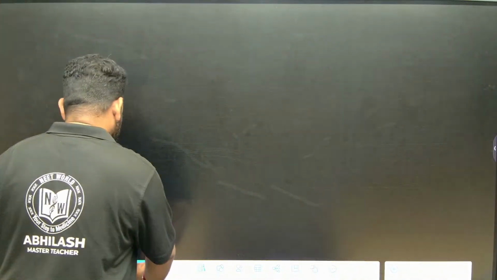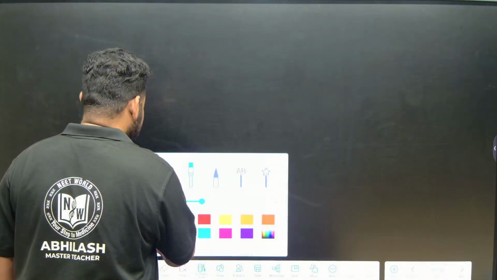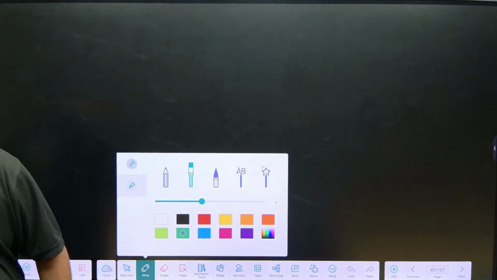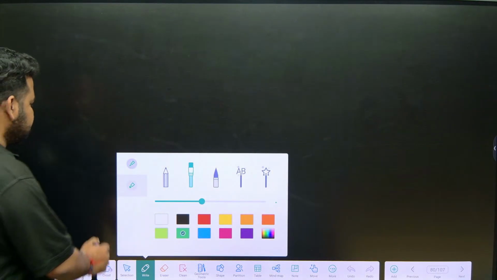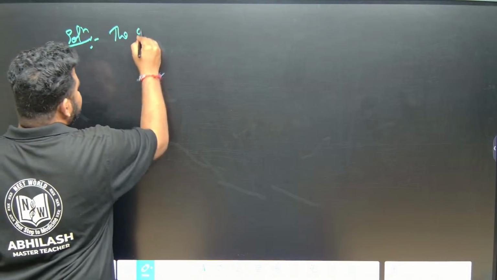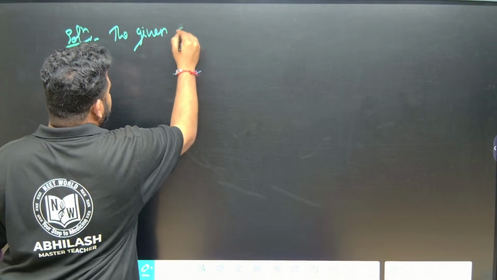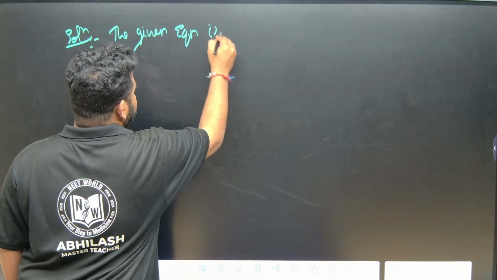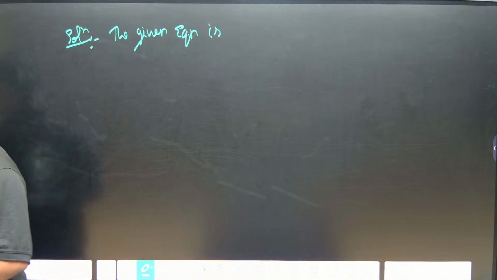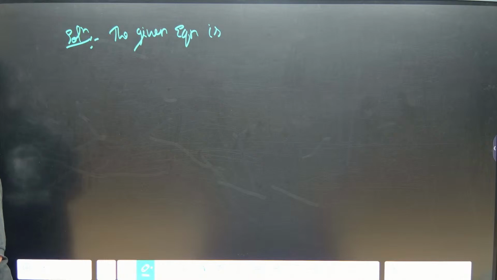So we have to find the polynomial equation. What is the question that they have given? See here, solution. The given equation is, just a minute, please write down the steps. It's the IPE exam, you have to write each and every step clearly.